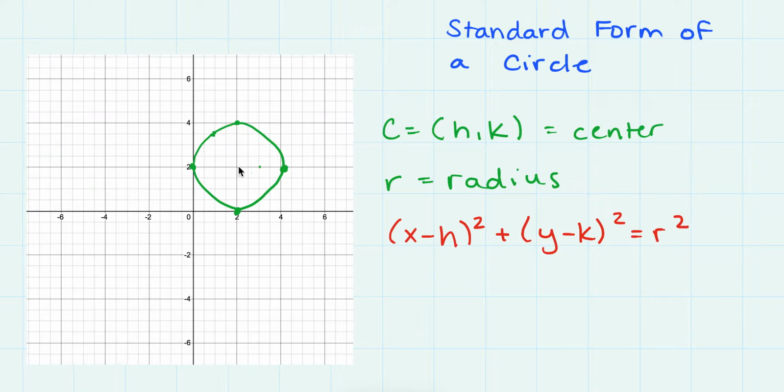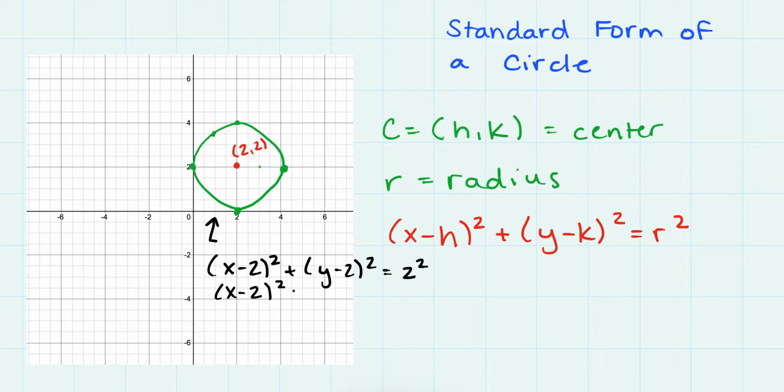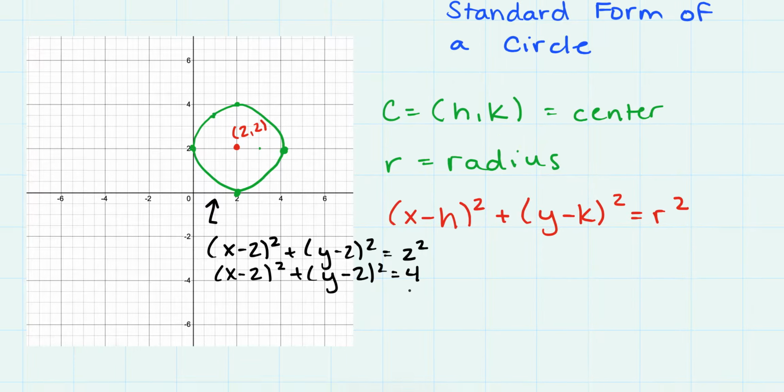So for my example right here, my center is (2, 2). So the equation of this circle is (x minus 2) squared plus (y minus 2) squared, and my radius is 2, so this is going to be 2 squared or 4. So you can simplify this to (x minus 2) squared plus (y minus 2) squared is equal to 4. Let's look at some more examples.